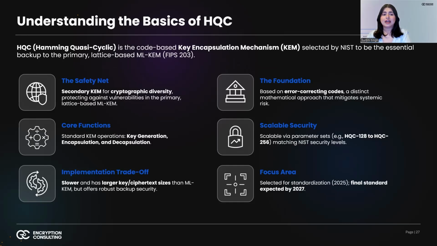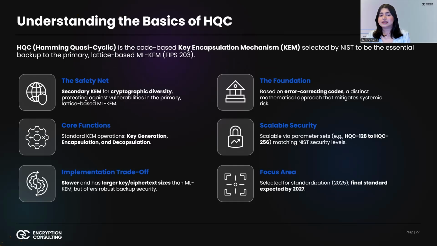Like all KEMs, HQC performs the three basic functions of public key encryption: key generation, encapsulation, and decapsulation. Its output is a highly secure, fixed length shared secret key, which is then used by symmetric algorithms like AES to encrypt your actual data. HQC also offers a range of parameters like HQC 128, HQC 192, and HQC 256, allowing organizations to select the security strength that matches their highest needs, all the way up to the quantum equivalent of AES 256.